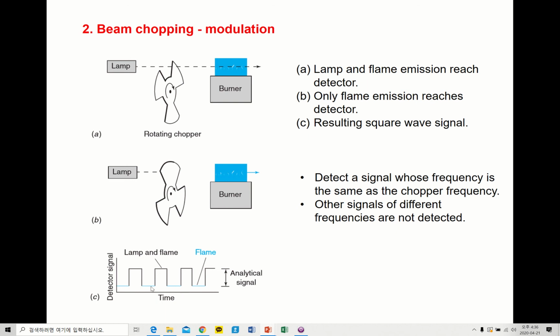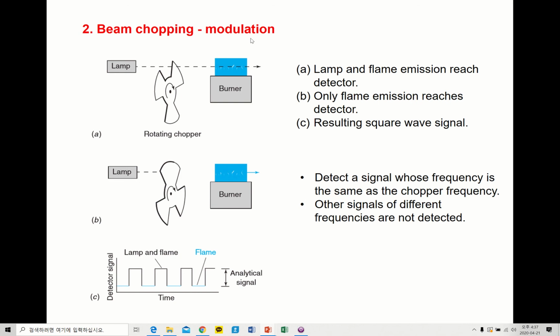Okay, and how do we select only this signal? There is a technique called the lock-in amplifier. You don't need to know that actually. I would need a long time to explain it, but the idea is that the detector frequency is synchronized, and only the signal whose frequency is the same as this chopper frequency is detected. That is a kind of modulation technique.